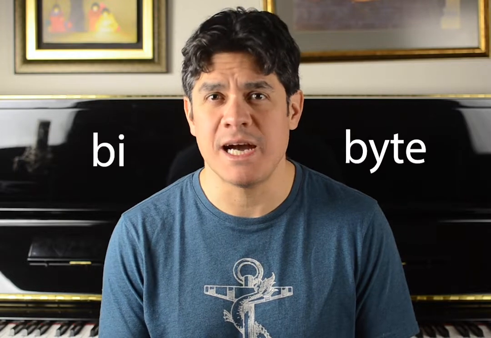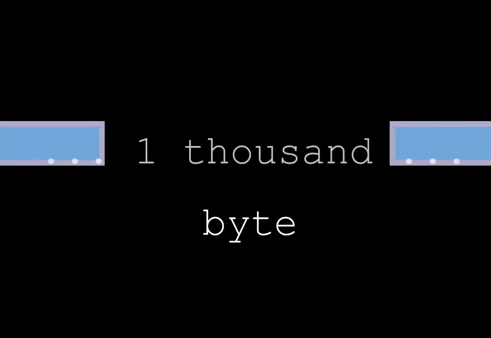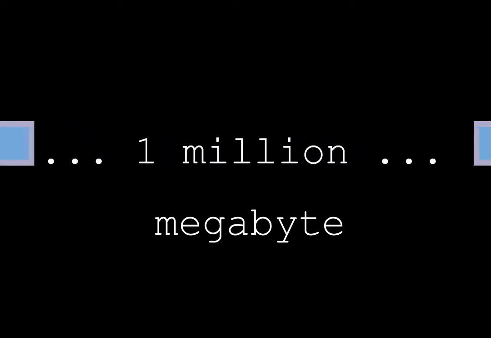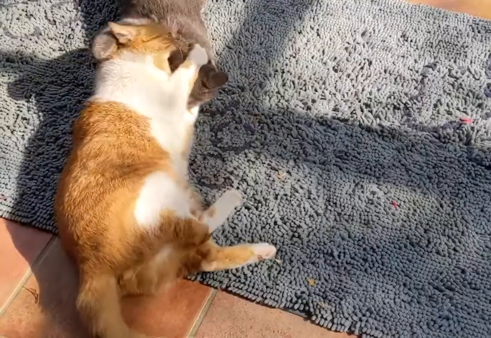We call a bit string of 8 bits a byte, not spelled B-I-T-E, but spelled B-Y-T-E, to differentiate it from bit, which is spelled B-I-T. I actually don't know why they decided to call it byte, but anyway. 1,000 bytes is a kilobyte, 1 million bytes is a megabyte, and 1 trillion bytes is a terabyte. You may be familiar with these terms as you may have encountered them when you were running out of disk space to store all those funny cat videos.